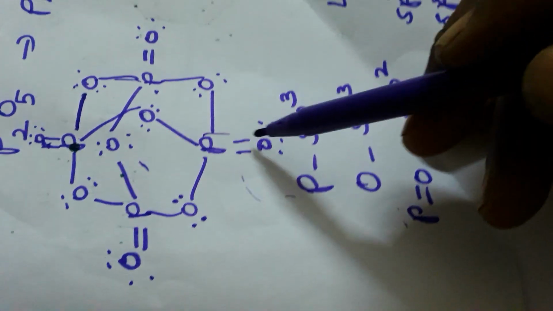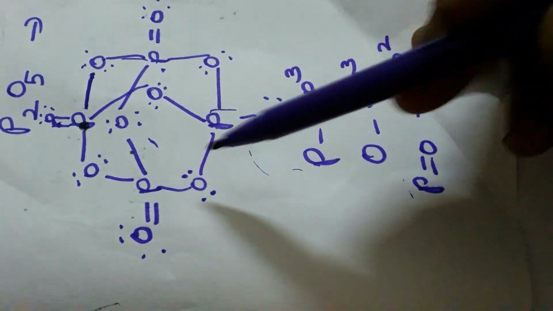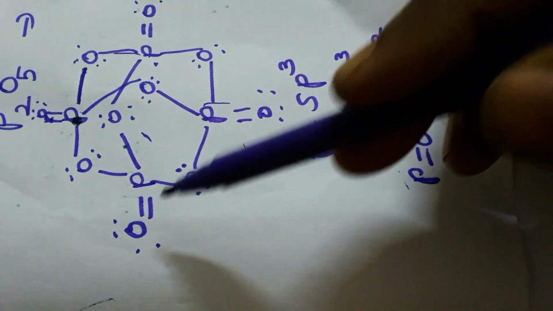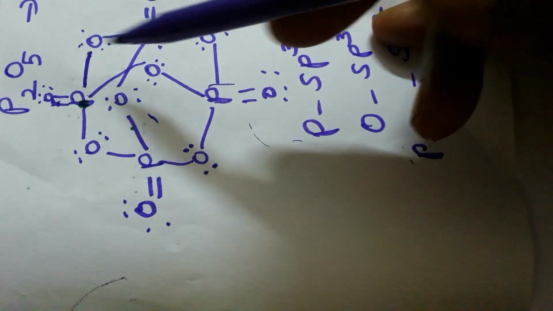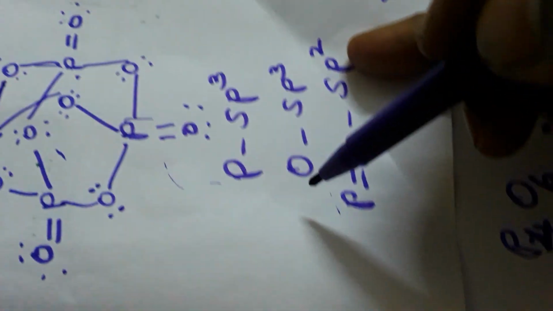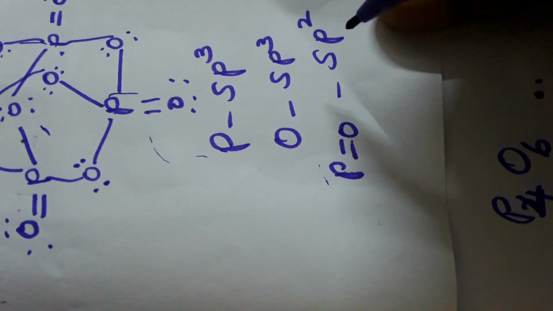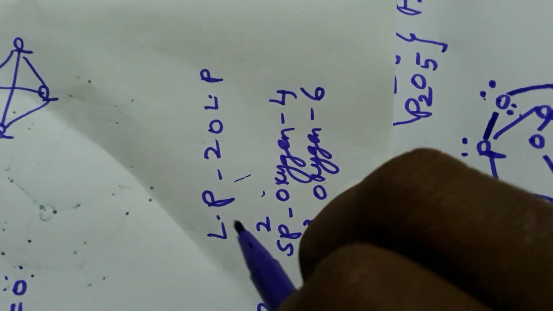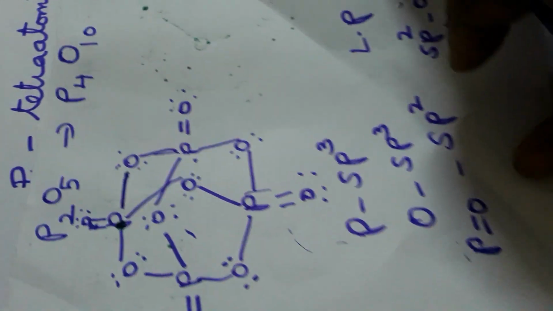How many P double bond O bonds are there? 4 bonds are there. So how many sp2 hybridizations are present? 4 sp2 hybridizations are present. How many P-O-P oxygens are present? The remaining 6. So 6 oxygen atoms will show sp3 hybridization, and 4 oxygen atoms will show sp2 hybridization. So the entire molecule data is: 20 lone pairs, sp2 oxygen is 4, sp3 oxygen is 6. This is the entire molecular data.